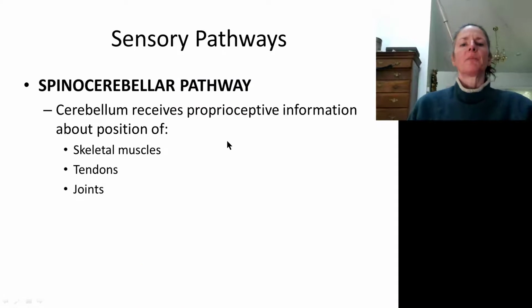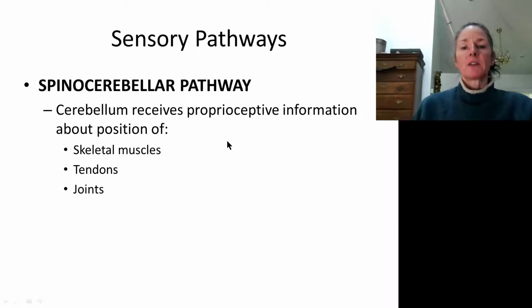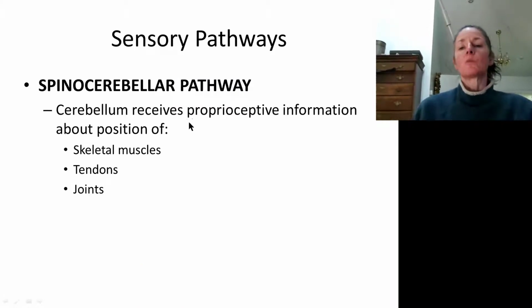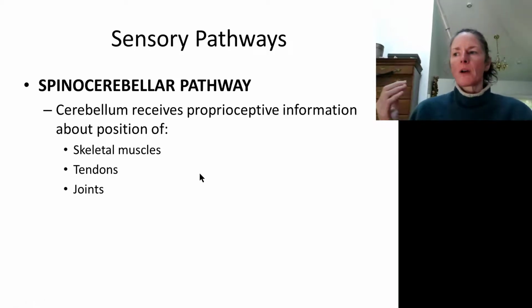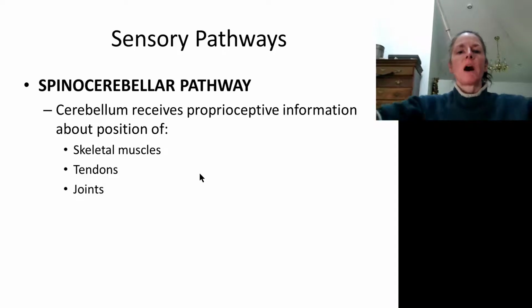All right, now let's look at the spinocerebellar pathway. This is going to provide the cerebellum with proprioceptive information. So this is going to tell us about skeletal muscles, tendons, and joints. This is going to be very important because remember that the cerebellum is adjusting postural tone and ongoing motor movements. And to do this, it has to have some kind of sensory feedback or sensory information of what's going on. So it really can't adjust motor movements if it doesn't have information about the skeletal muscles, about the length of the skeletal muscles or where the body parts are in space.